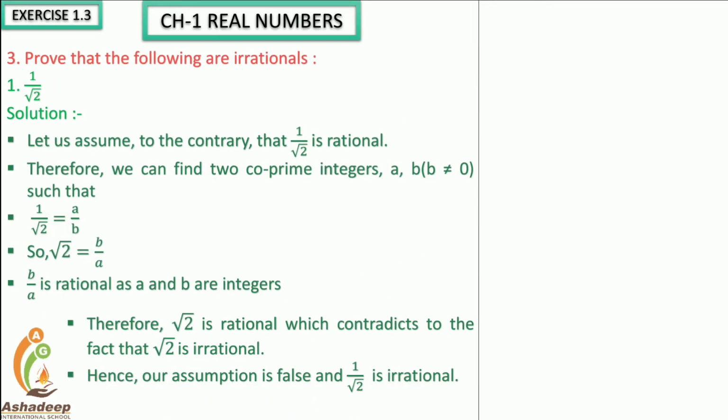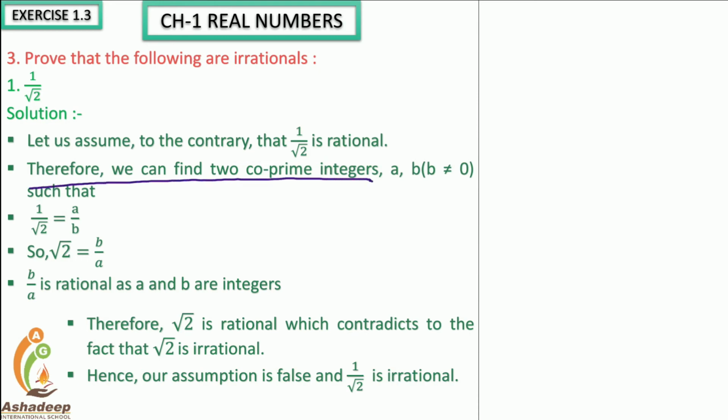Now question number 3, prove that the following are irrational numbers. So here 1 upon root 2. Let us assume to the contrary that 1 upon root 2 is a rational number. In each and every sum of this kind, you need to show that it is an irrational number. First of all, we need to put the irrational. So we have to assume that the number is a rational number.